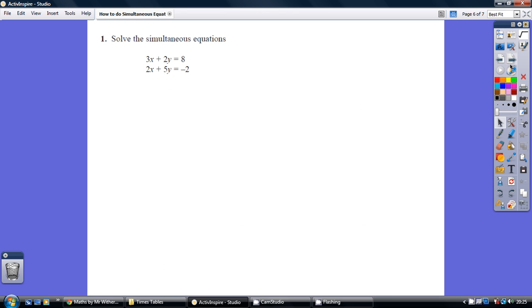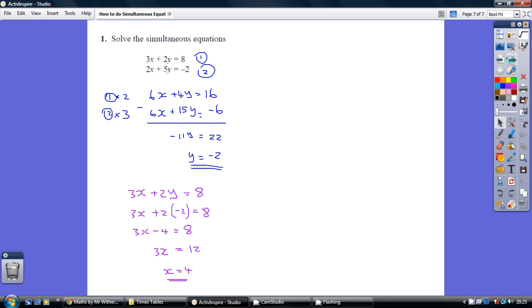Here's a third one, have a go at this one. And the only difference here is that we've got to do a couple of things in order to line up. So you can't just do it in one step. So I've doubled the first one, tripled the second. That's given me 6x's in both, which I can then take away, solve for y and substitute in to solve for x.